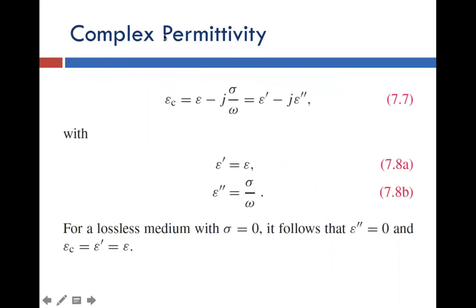Okay, and a little bit more about the complex permittivity. Sometimes you'll see this referred to as epsilon prime minus j epsilon double prime, where epsilon prime is equal to epsilon and epsilon double prime is equal to sigma over omega. Now for a lossless medium, which has a conductivity equal to 0, this epsilon double prime is equal to 0, and the complex permittivity becomes real as we stated in the last slide.